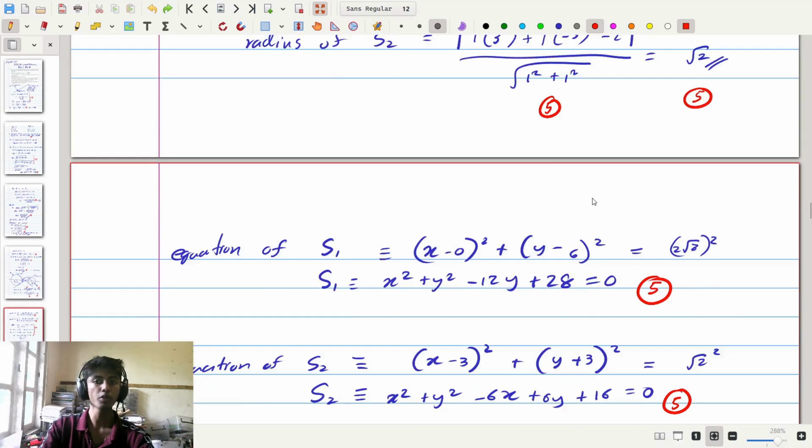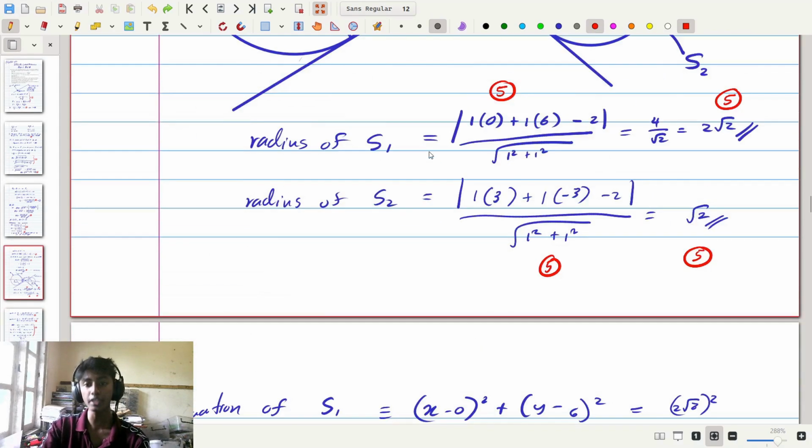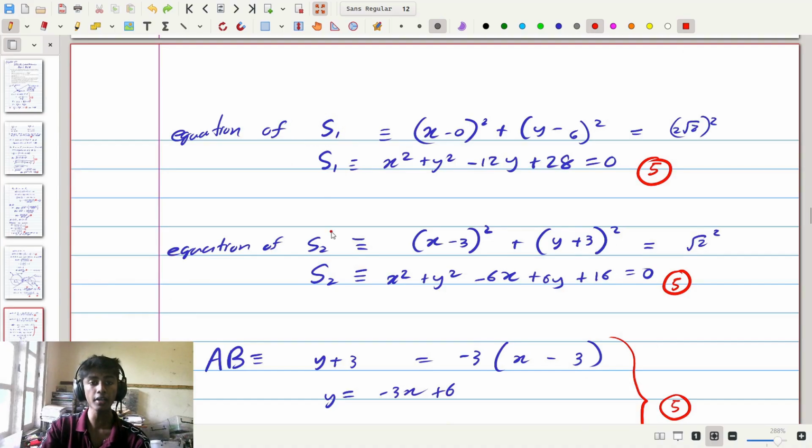Now after that, when you use these two values of radii and the two center points to find the two equations of S1 and S2, for S1 you get 5 marks, and for S2 you get another 5 marks.